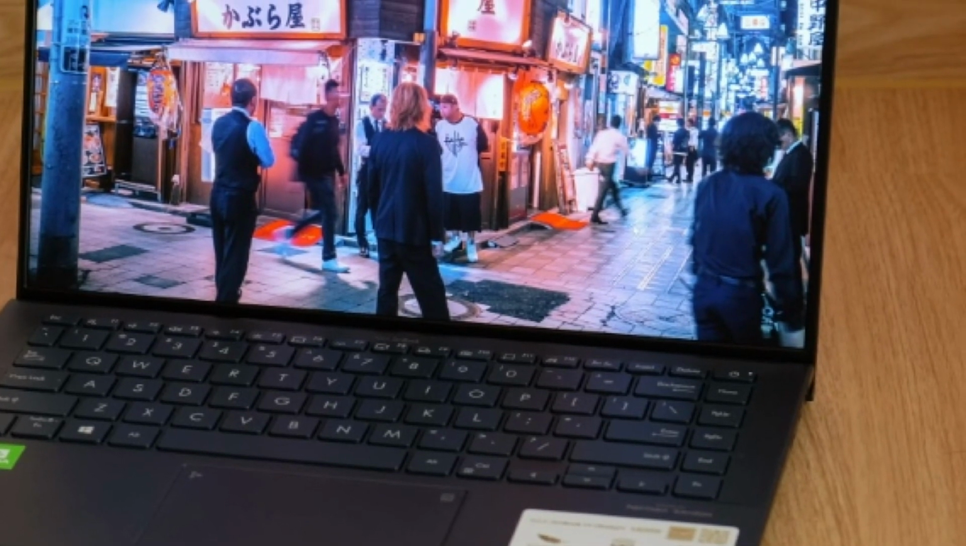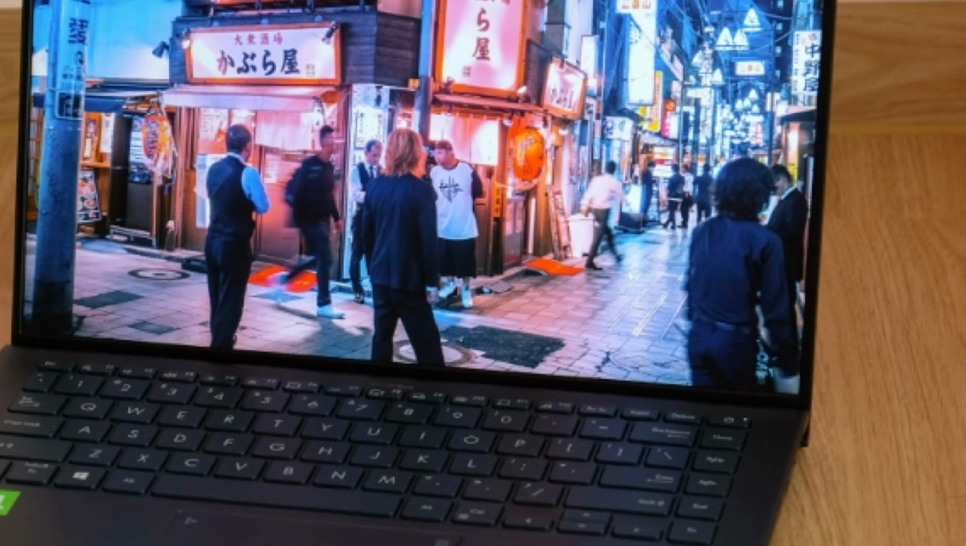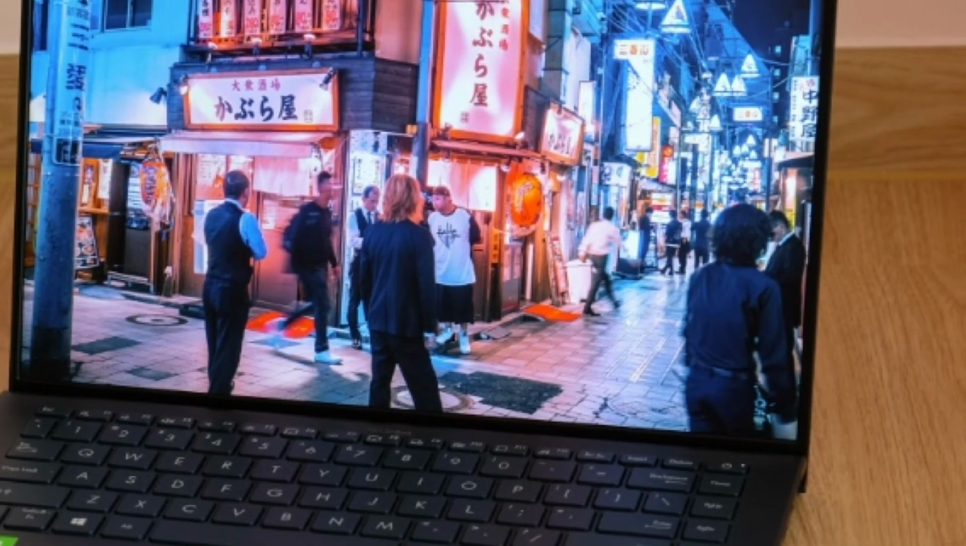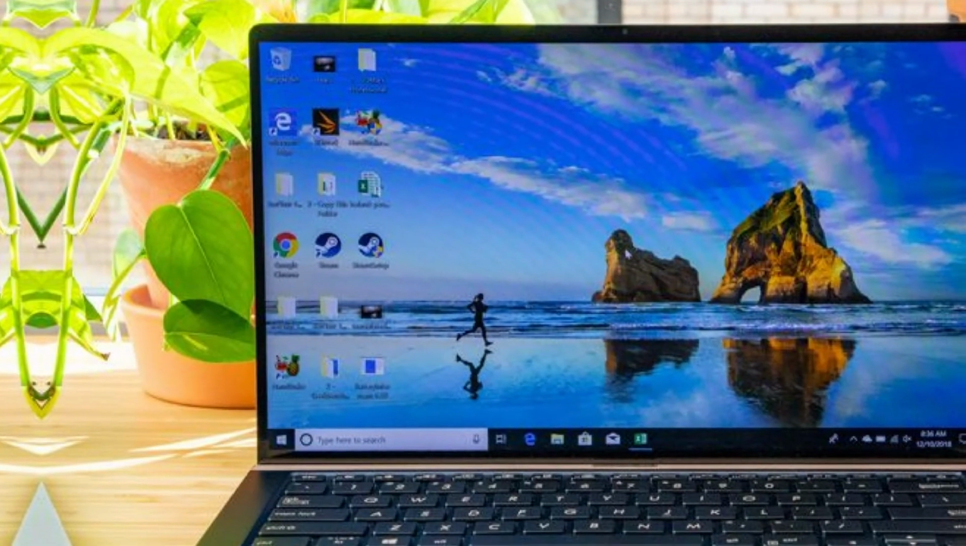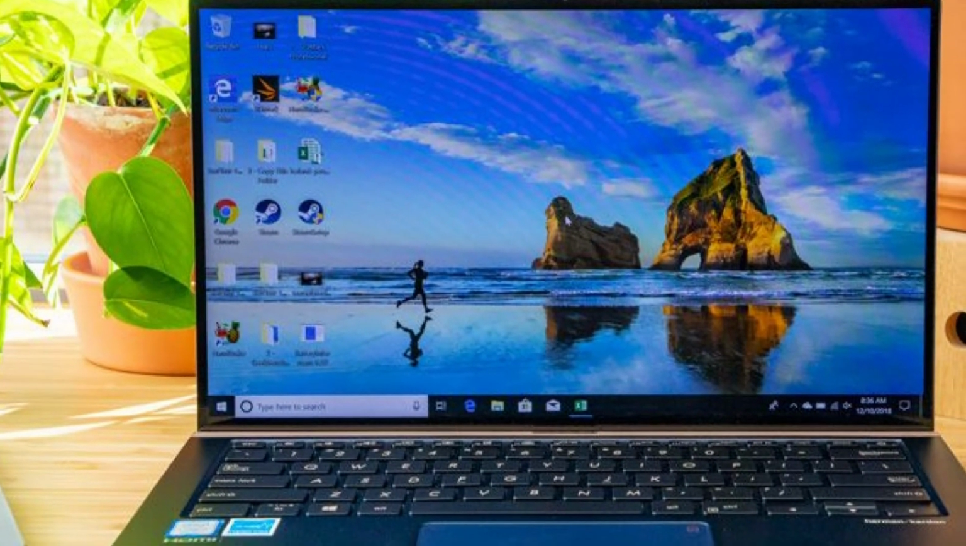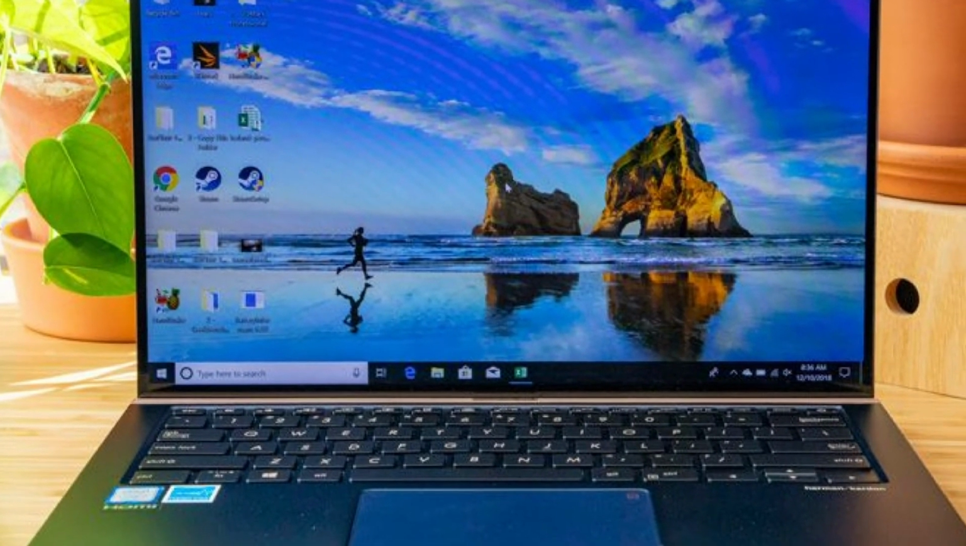The 14-inch 1080p display is drool-worthy and features a 92% screen-to-chassis ratio. The expansive screen real estate is perfectly complemented by the wide-angle viewing technology.